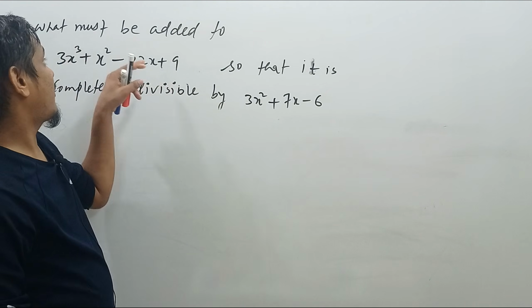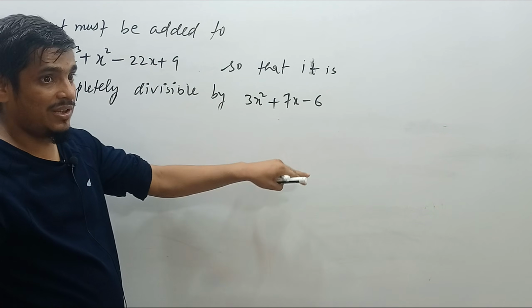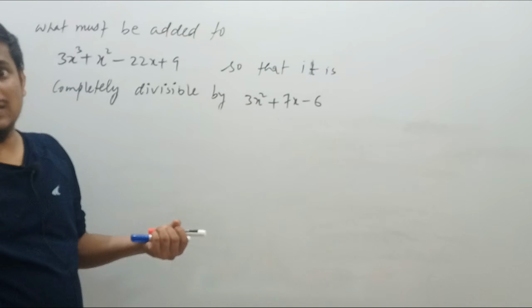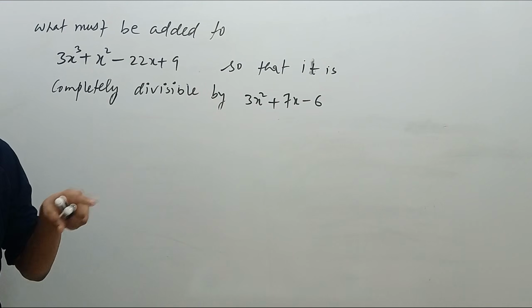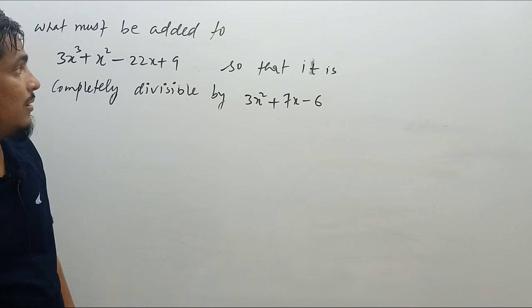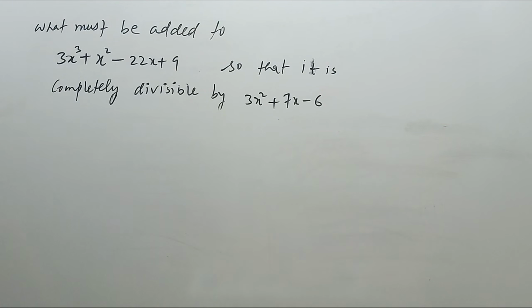In order to find what needs to be added, whatever remainder we get, we just have to add the negative of that. Suppose we get the remainder as x − 2, then we have to add just the negative of that, that is, −(x − 2). But in this example I'm just going with the direct division algorithm.